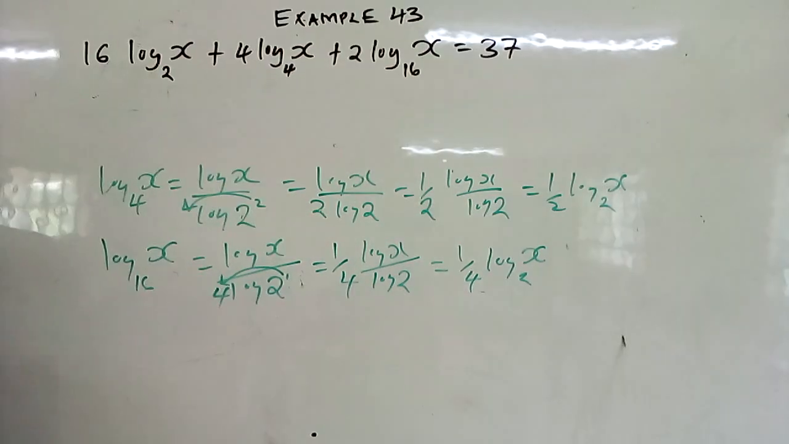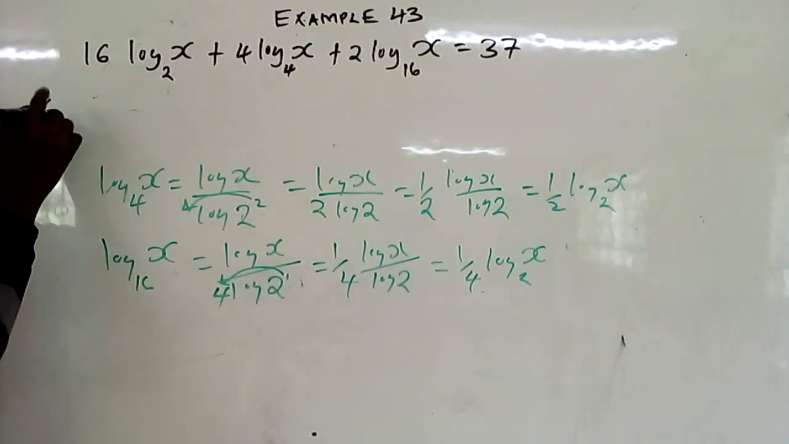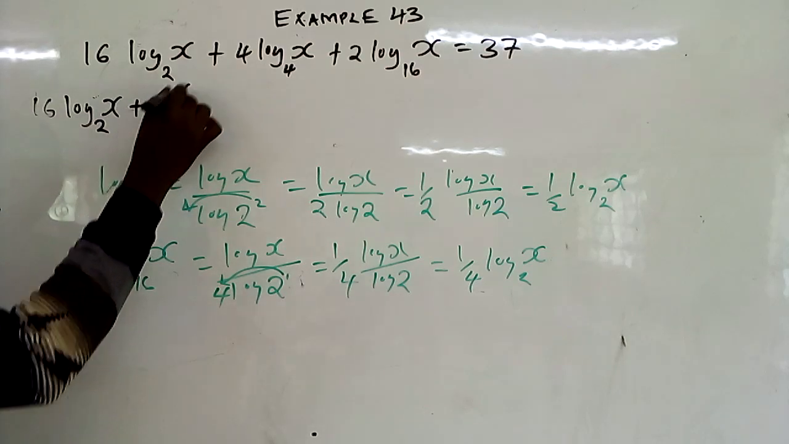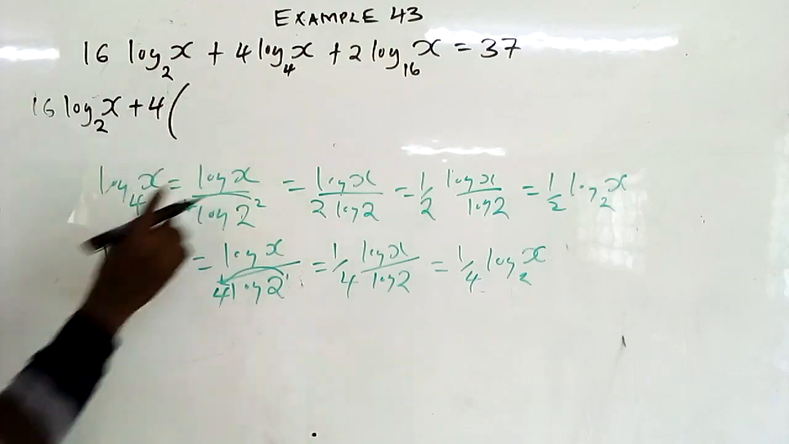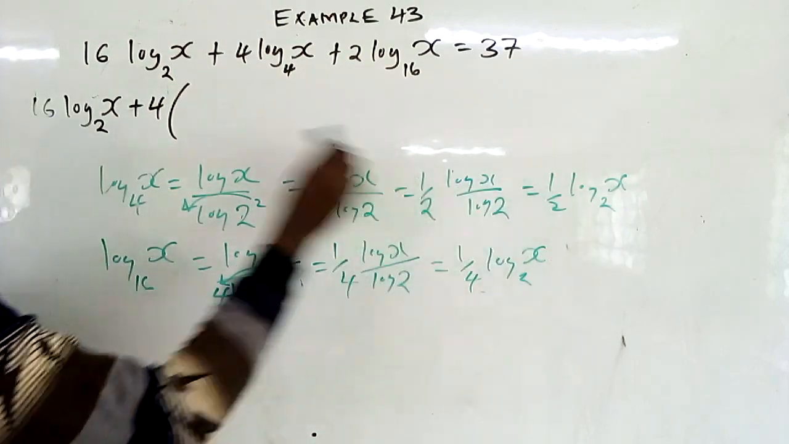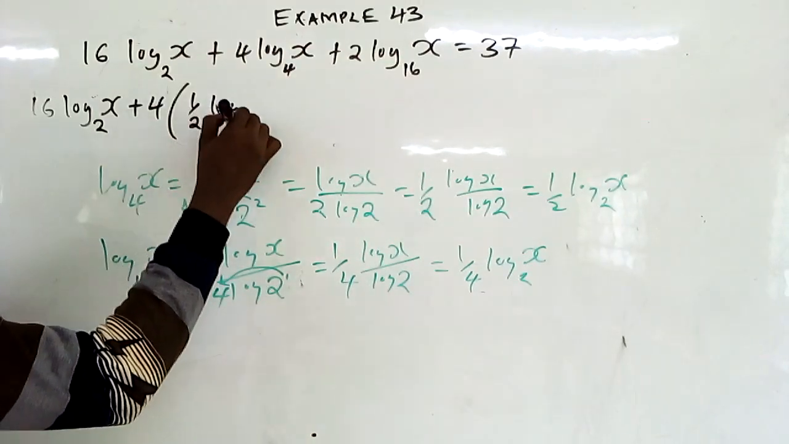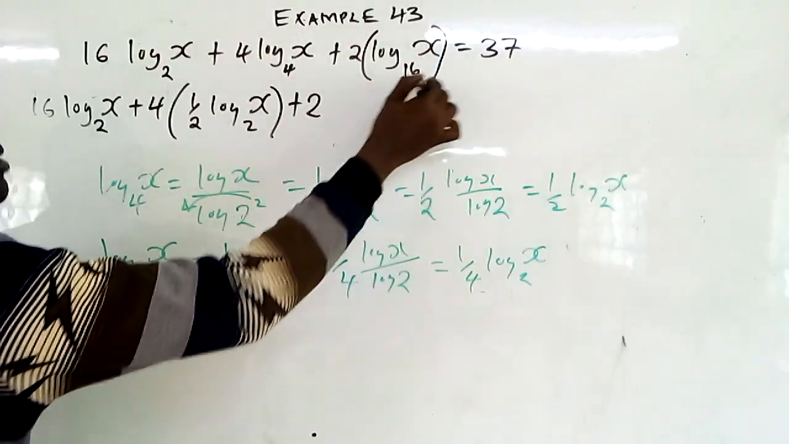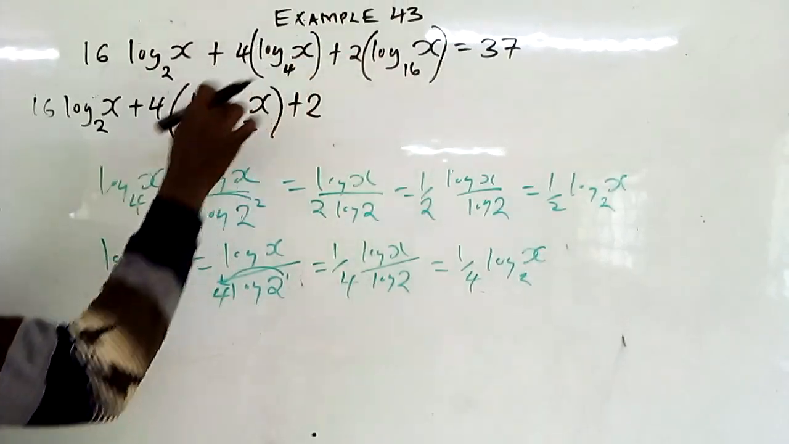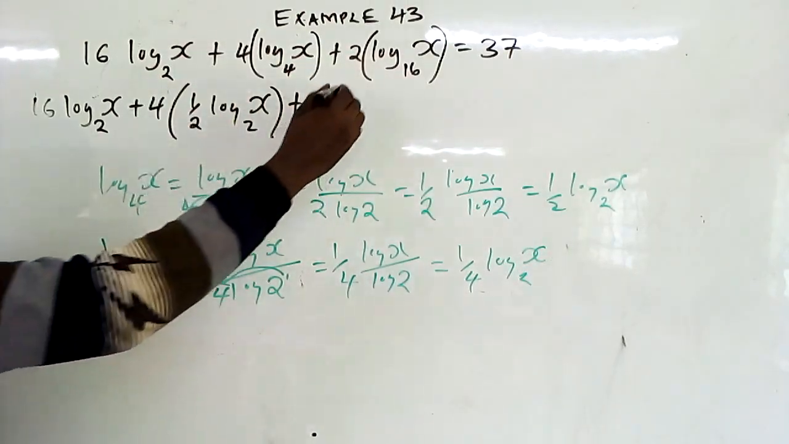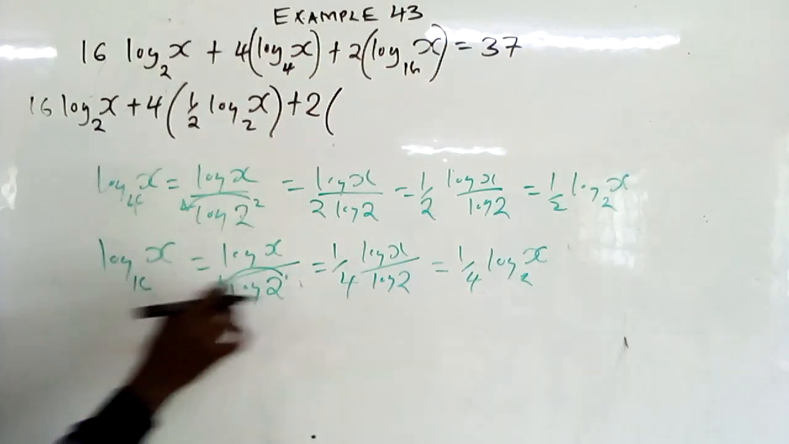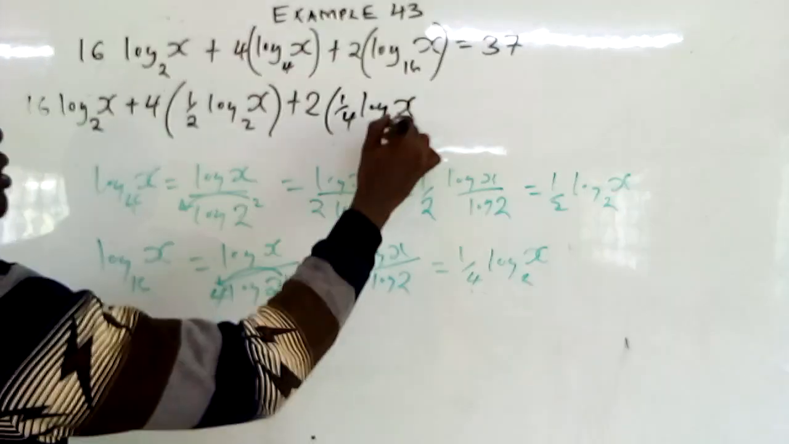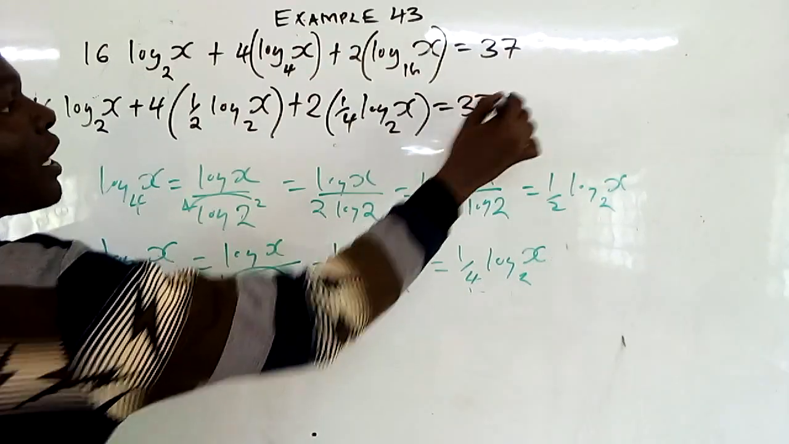With that explanation, here we have 16 log x to base 2 plus 4 into, what is log x to base 4? Log x to base 4 we found is a half log x to base 2, isn't it? Then we have here plus 2. Then you substitute the value we've substituted. This is this, isn't it? Then you substitute log x to base 16, we found is a quarter log x to base 2, is equal to 37.